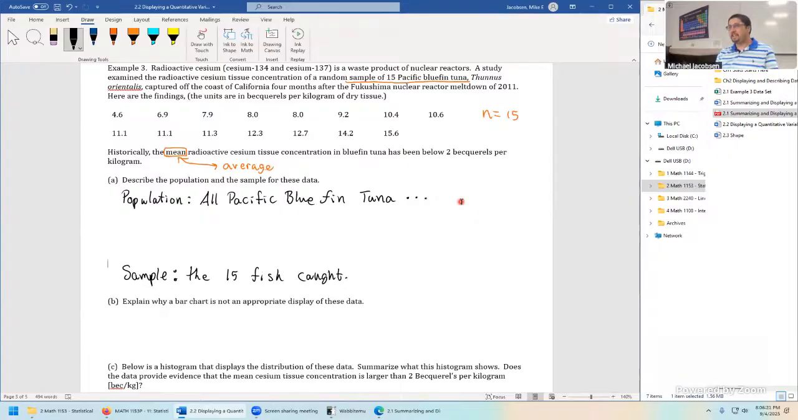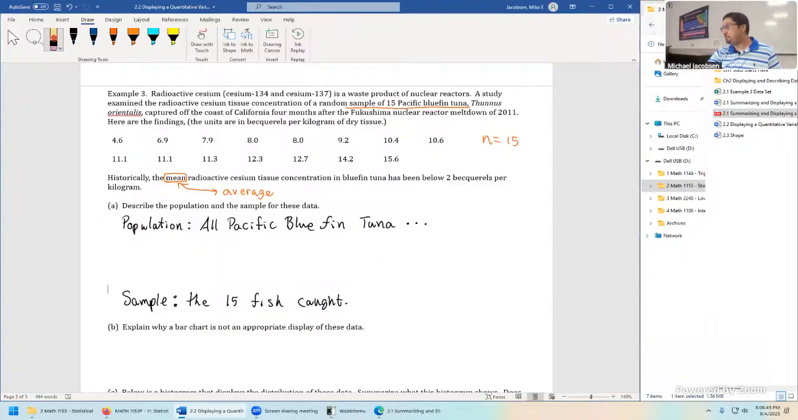Absolutely. The best things to think about are time and space. Where is it geographically located? Because that's important. If all of them were caught off the coast of California, we don't mean all Pacific bluefin tuna in the entire ocean. It has to be relative to where the sample was really being selected. So that's highly important, necessary to describe the sample to its fullest.